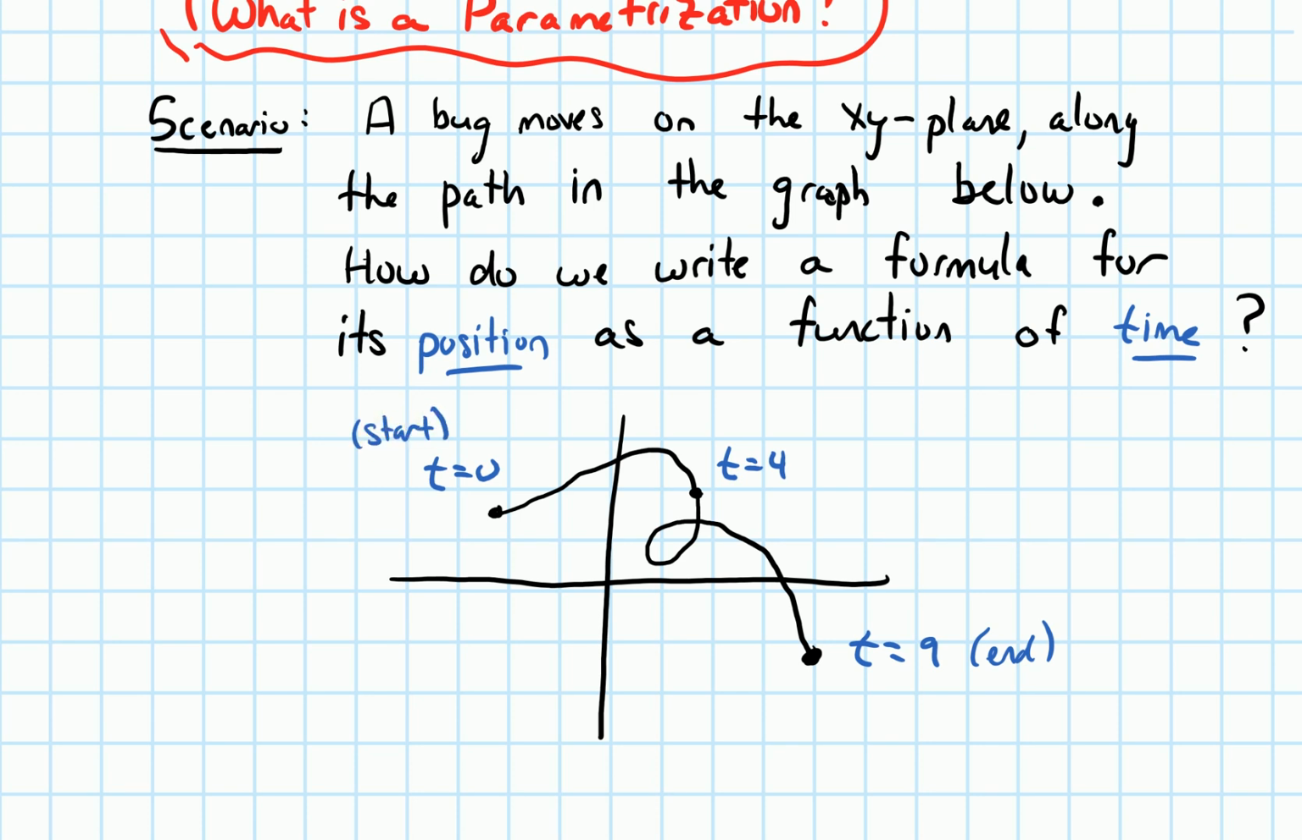So we can specify the direction that the bug moved along this path with arrows. So it's going this way, moving from where it was at t equals 0 to where it was at t equals 4. I could draw some more arrows and some more arrows. So the arrows just indicate the direction that the bug is moving along the path.